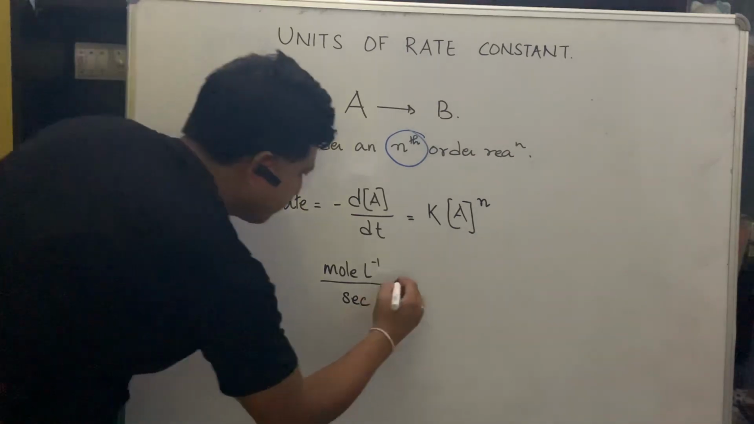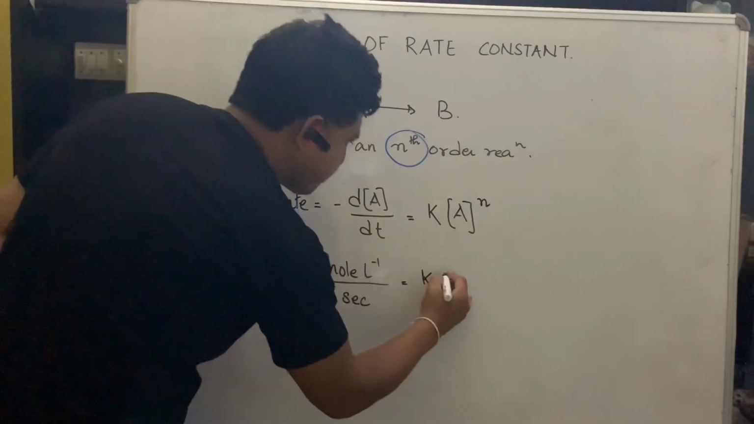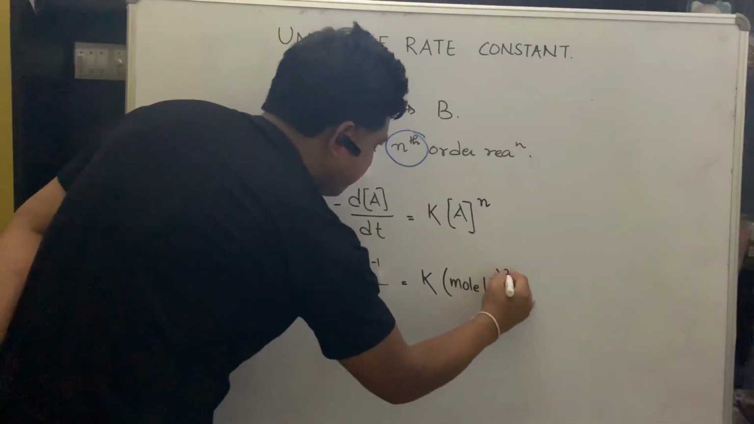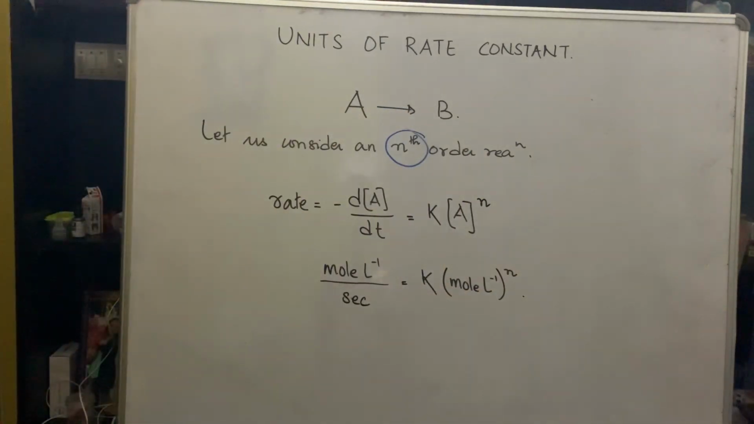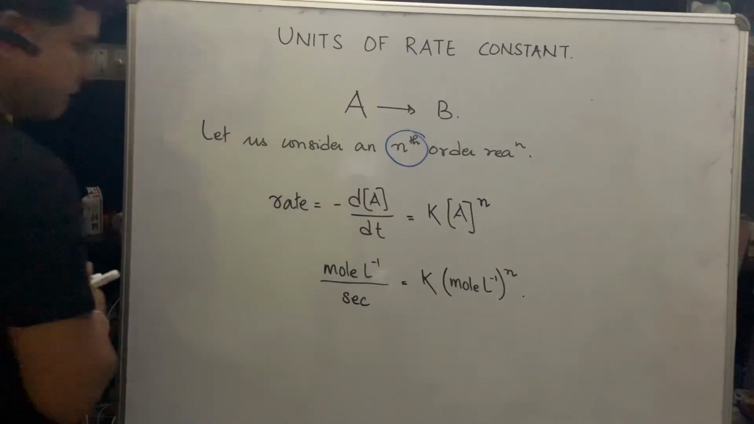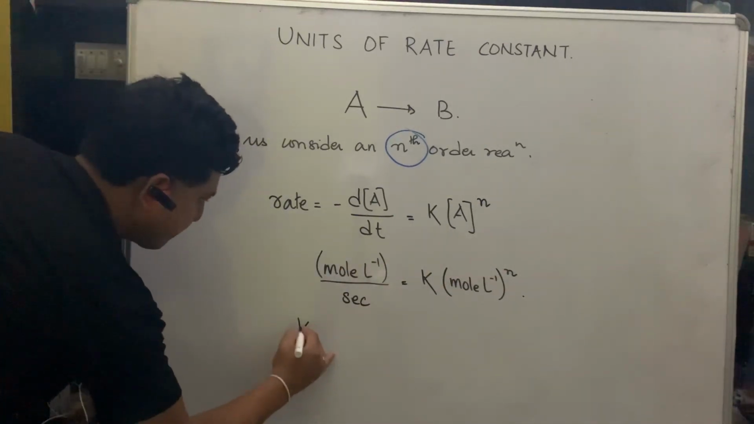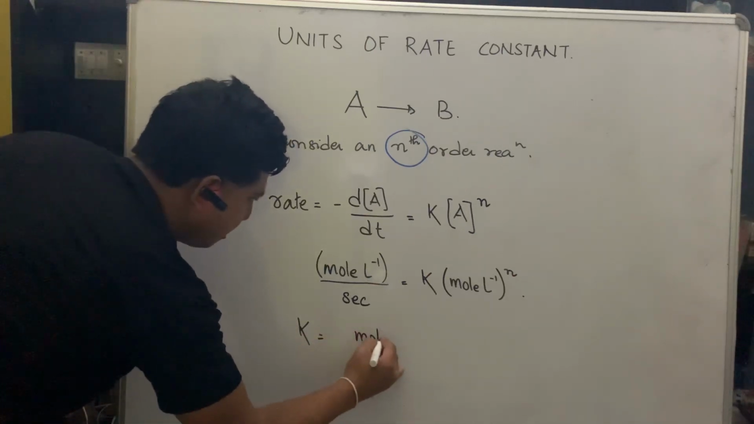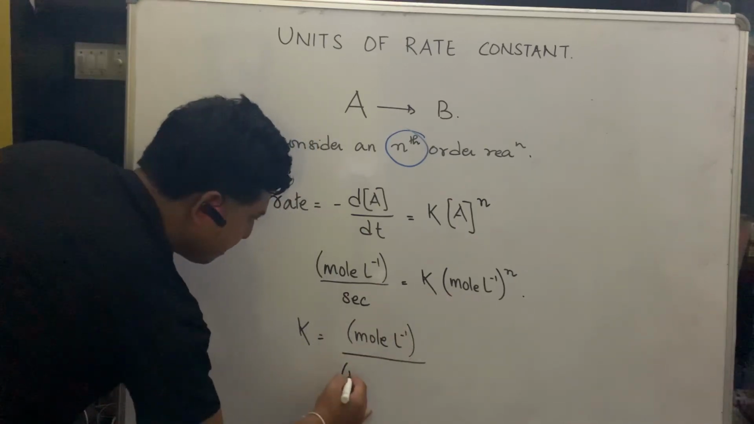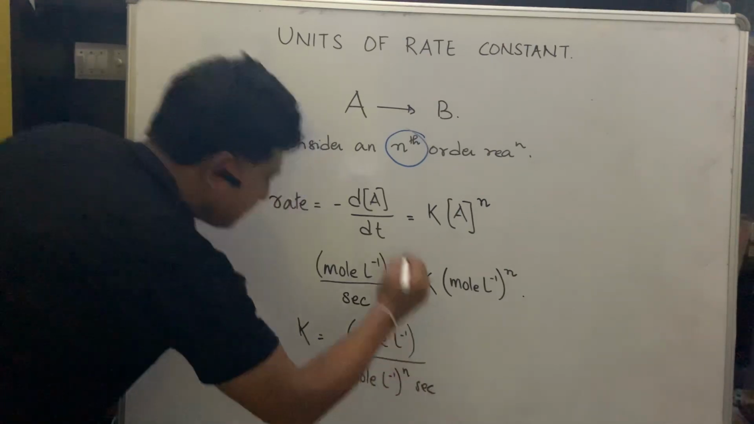So this will be equal to K. Again, this is the concentration term, so what will be the unit of concentration? It will be mole per liter to the power n. Got it? Now let us simplify this. Here I have mole per liter, and here I have mole per liter to the power n. Therefore, K will be equal to mole per liter divided by mole per liter to the power n second.